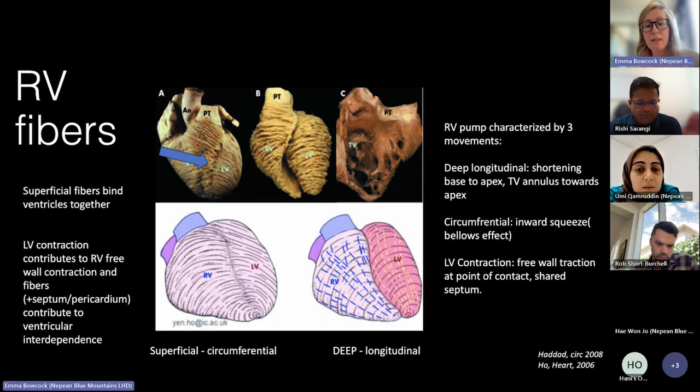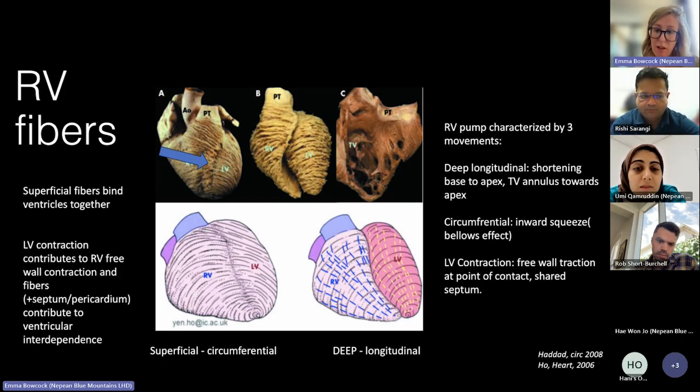The RV fibers are obviously quite different to the LV. The shape is different, the fiber orientation is different. Your LV's got 3 layers, your RV's got 2 predominantly, and you've got these circumferential fibers that run parallel to your AV groove, wrapping around the LV and the RV together. They bind the ventricles together, which becomes important for its pump action. And then you have these deeper longitudinal layers.